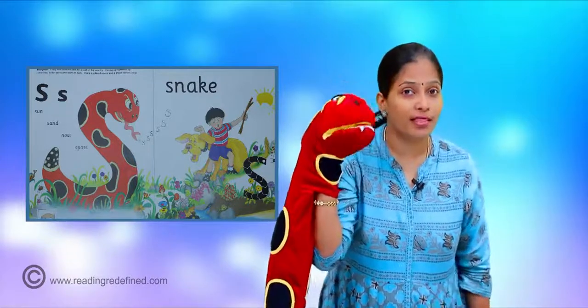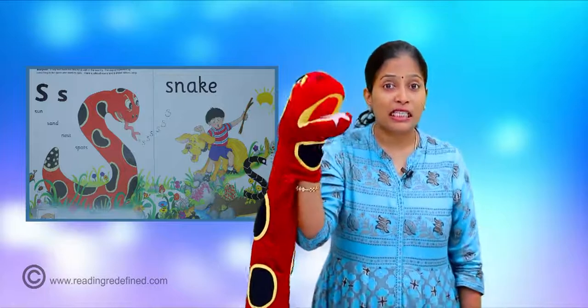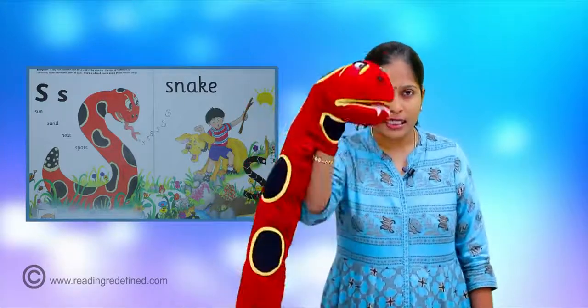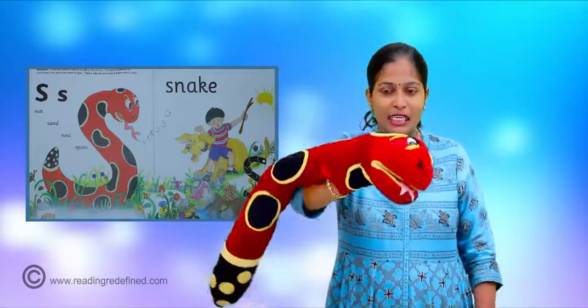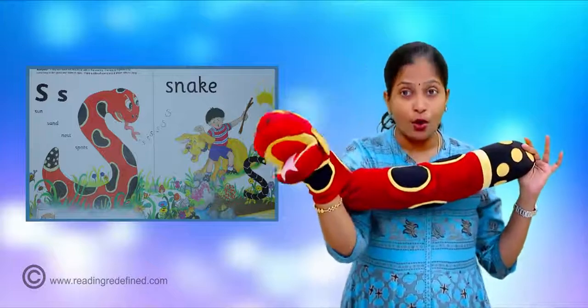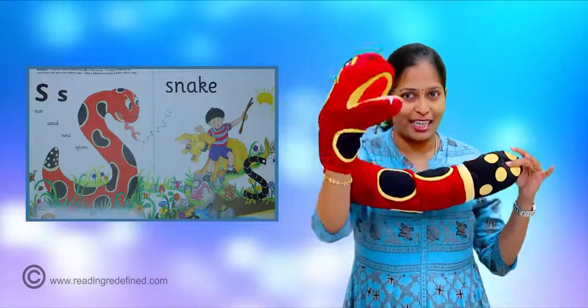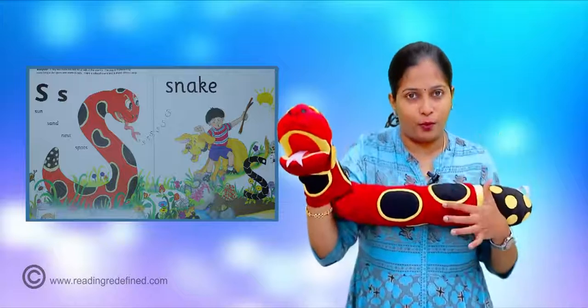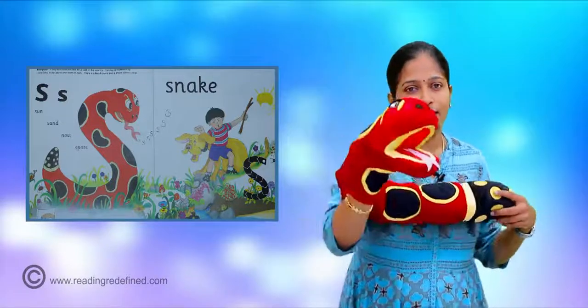What was the sound the snake was making? Sss. The snake was hissing. It was a long and a spotty snake. What color is the snake? Red color, right? So ask children to explain what spots are and all these things.